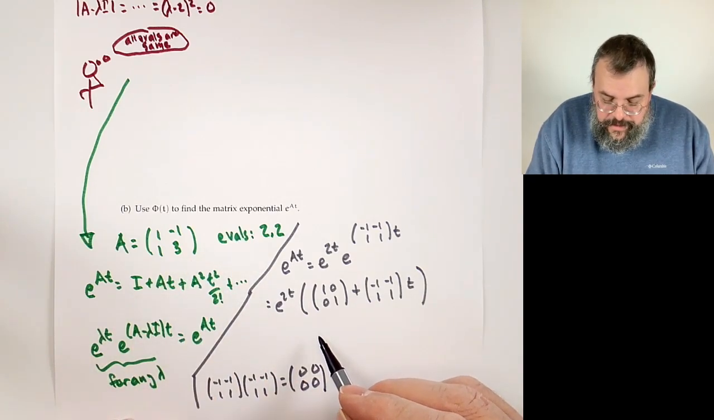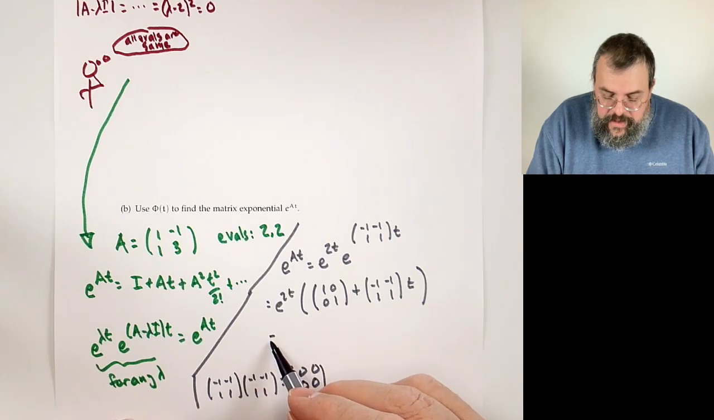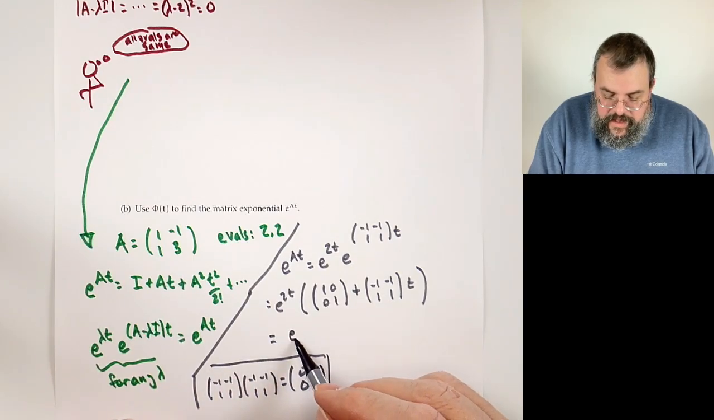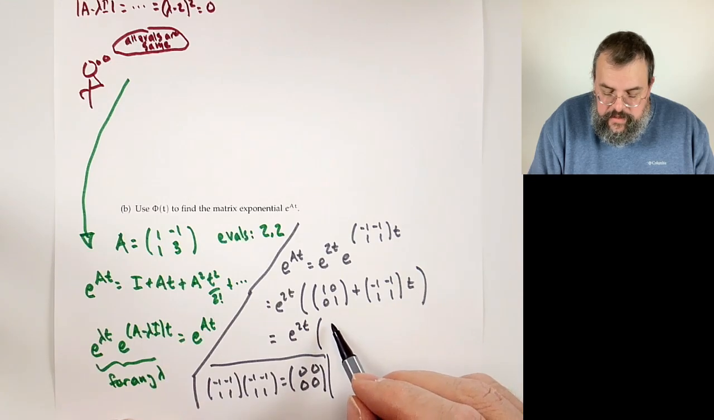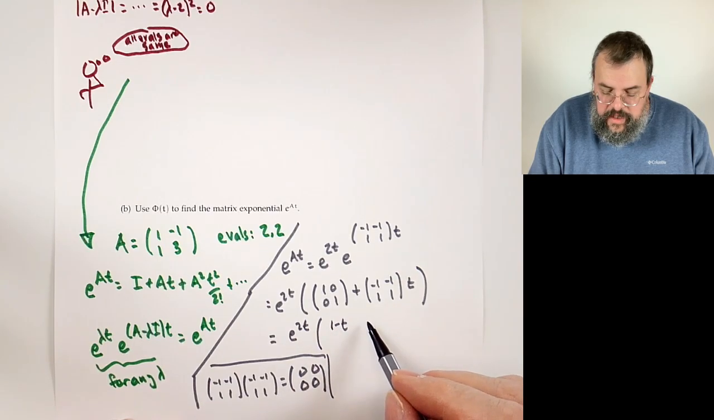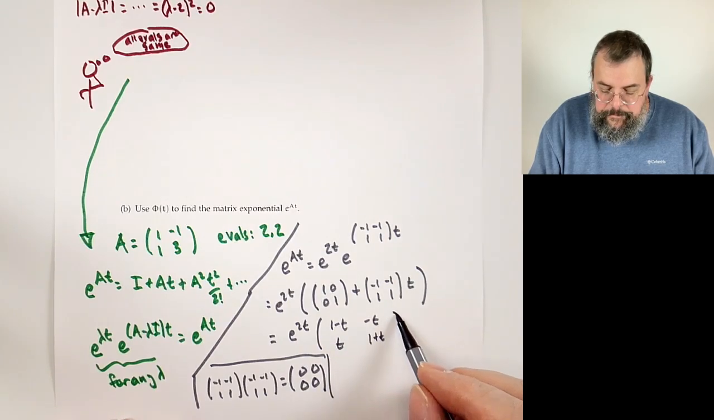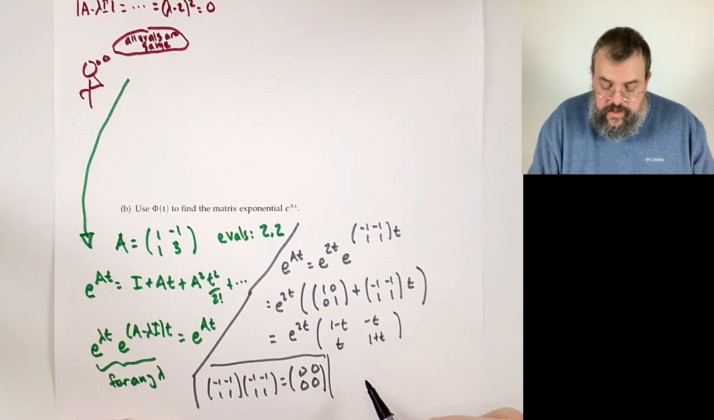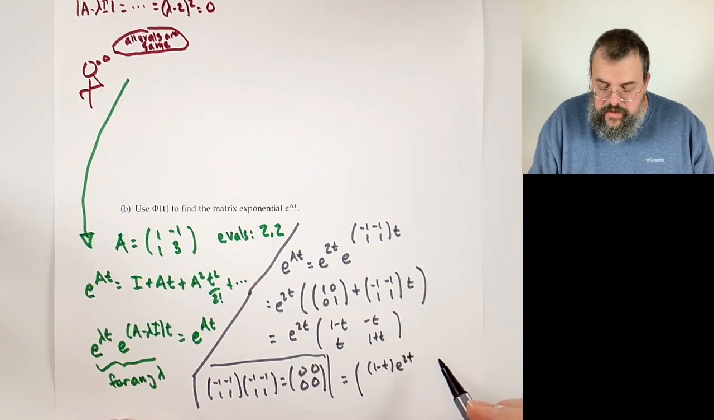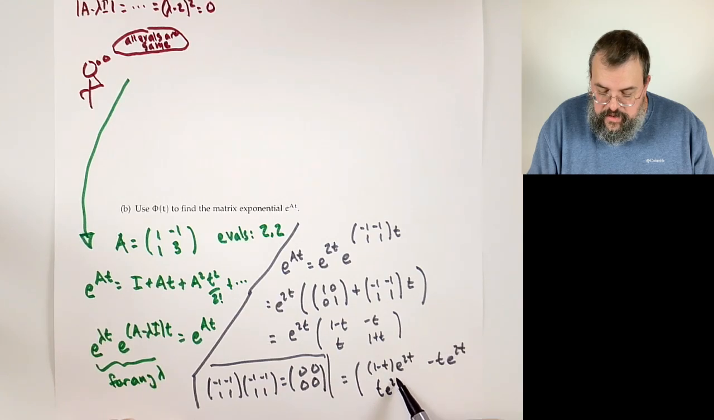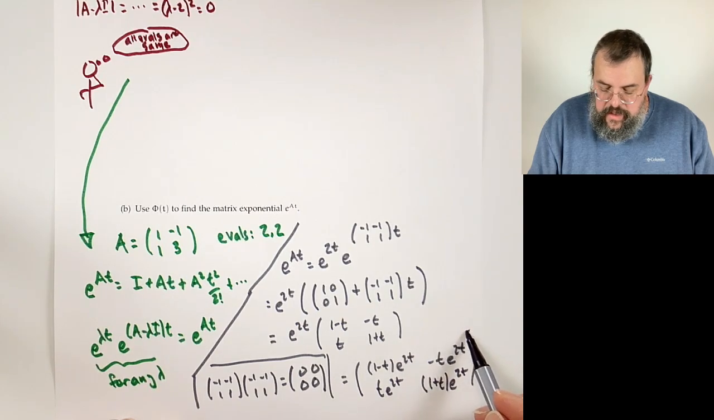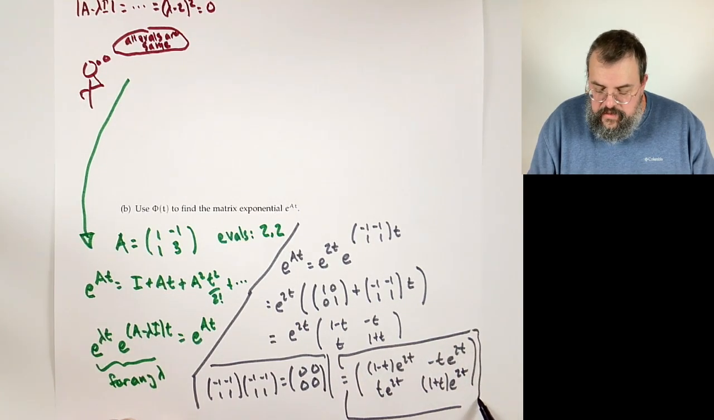And so we say, okay, what does that tell us? Well, that tells us we have e to the 2t times the matrix 1 minus t, t, and 1 plus t. Or if you multiply the e to the 2t through, we'll get 1 minus t, e to the 2t, minus t, e to the 2t, and t, e to the 2t, and 1 plus t, e to the 2t. And there's the answer for part B.